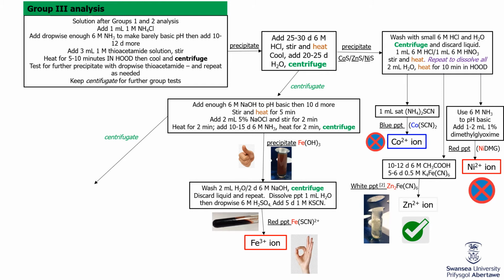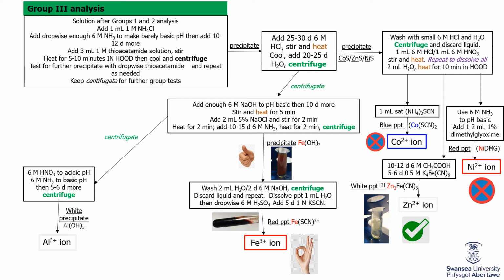And then, which means we had iron 3 plus in our solution. And if we go back to our previous step and use the remainder centrifugate and test it with more acidic and basic solutions and then centrifuge it, we could get a white precipitate if there was any aluminium 3 plus ions, but in this case there weren't any.